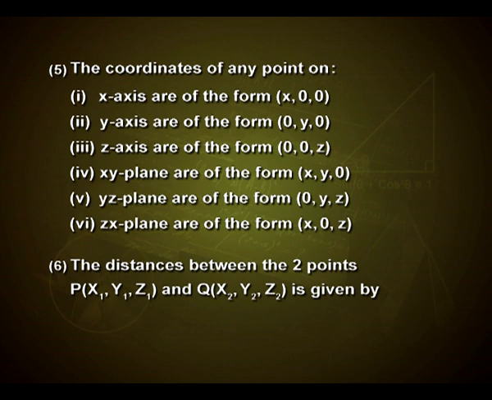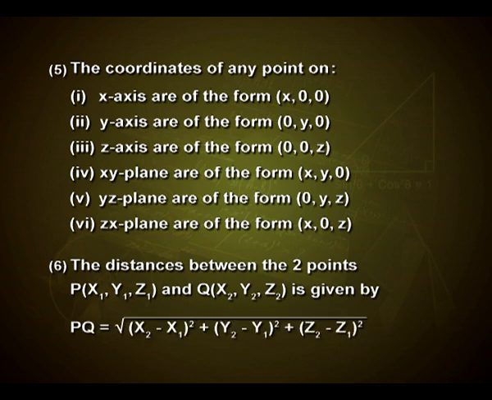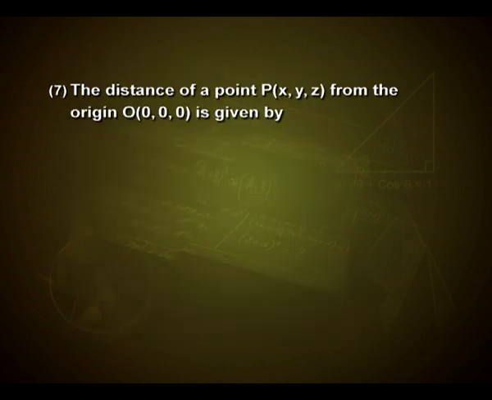Also, the distance between two points P (x1, y1, z1) and Q (x2, y2, z2) is given by the formula PQ is equal to square root of (x2 minus x1) whole square plus (y2 minus y1) whole square plus (z2 minus z1) whole square. The distance of a point P (x, y, z) from the origin O, that is (0, 0, 0), is given by the formula OP is equal to square root of x square plus y square plus z square.